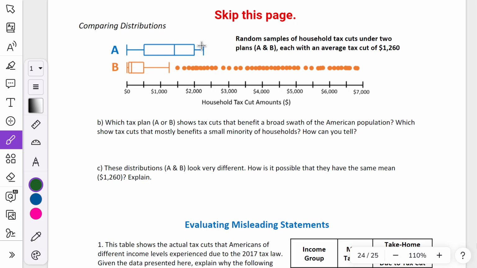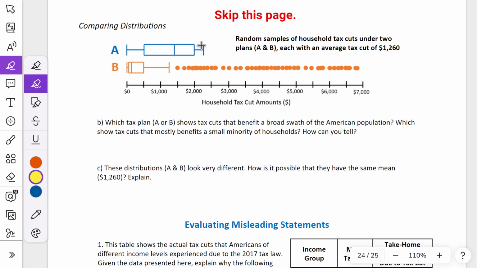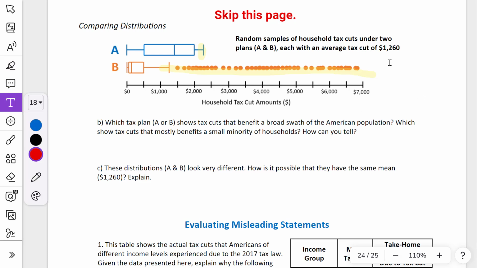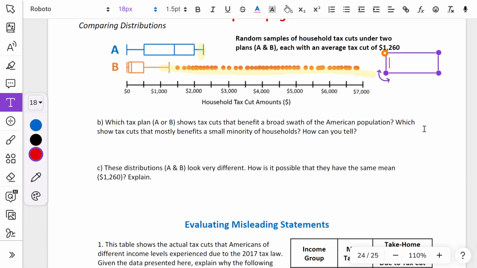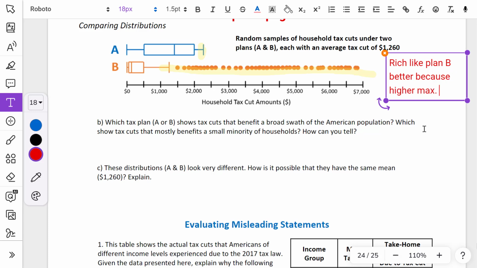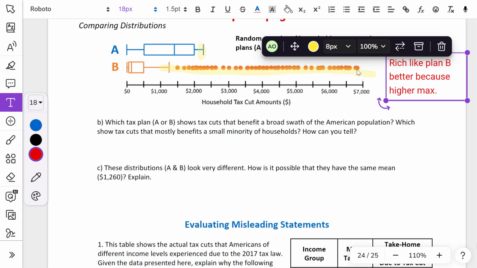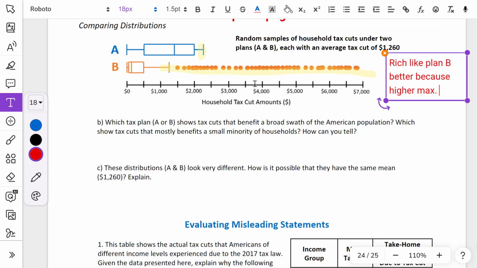Well, if you're rich on Plan A, you would be over here, right? Let me go ahead and highlight it. So rich people are over here. But if you're rich on this plan, you're over here. So rich people would like Plan B better because there's more options, because of the higher max, right? And a tax cut usually comes out of money you're already paying taxes on. To get a $7,000 tax cut, you probably have to be paying a lot more than $7,000. So that's also part of the reason the rich people are on this end.